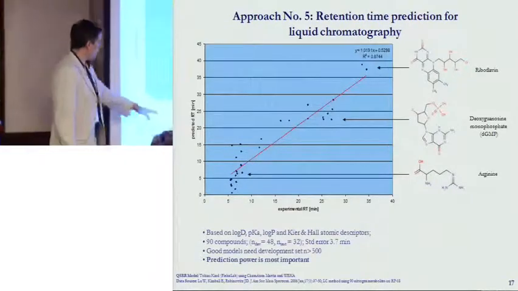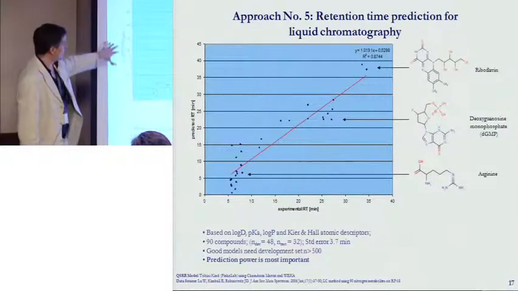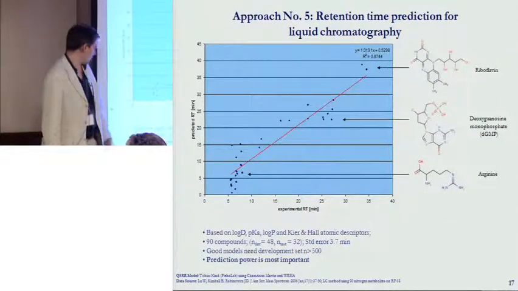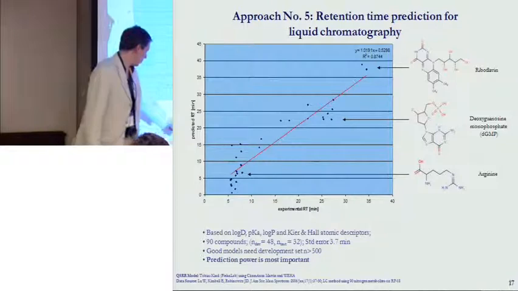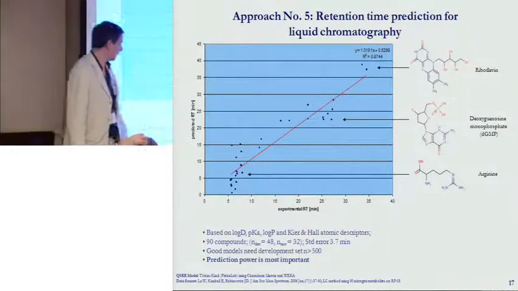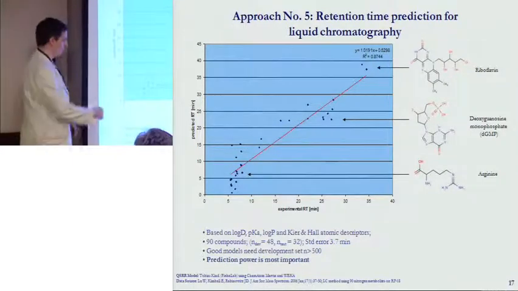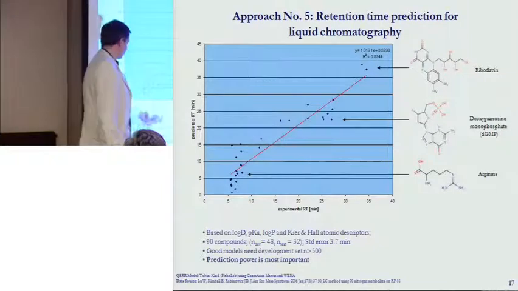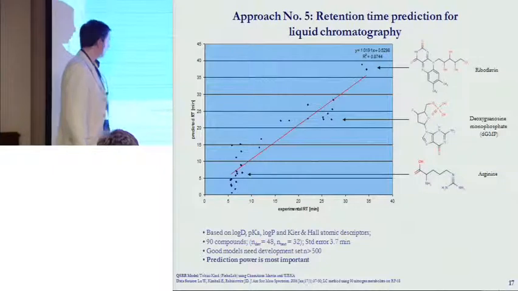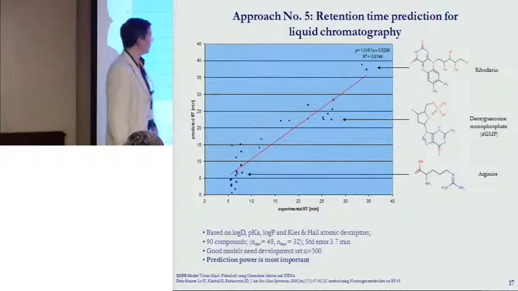So here we have the experimental retention time, and this is the predicted. And you can already see the standard error. For the development, we used 90 components, with 48 for the development set and 32 for the prediction set. The error is pretty large, 3.7 minutes. So the only thing you could do is say, okay, my compound will elute between 5 and 10 minutes, between 10 and 15, or 15 and 20, but you could not say it will elute at around 25.2 or something like this.